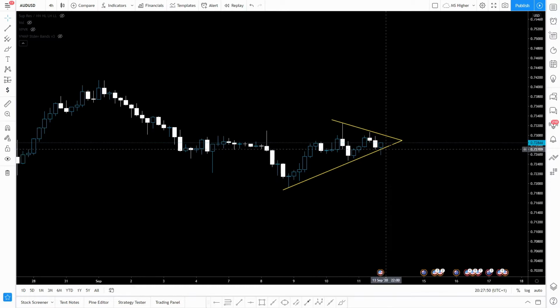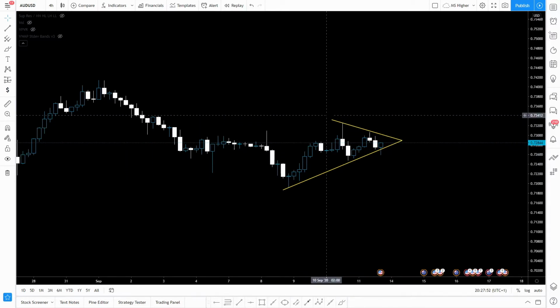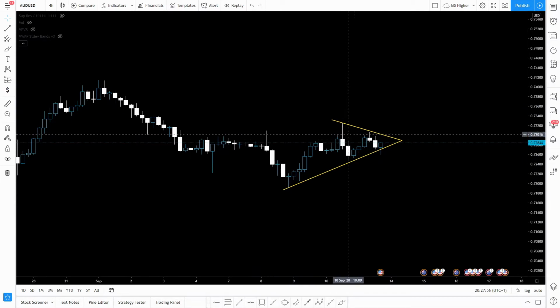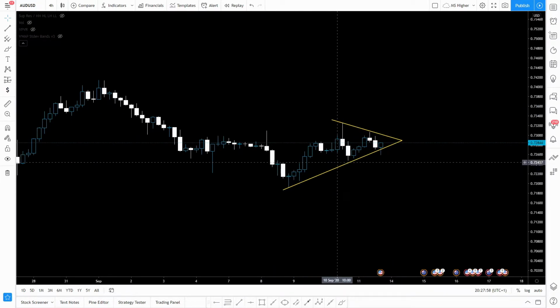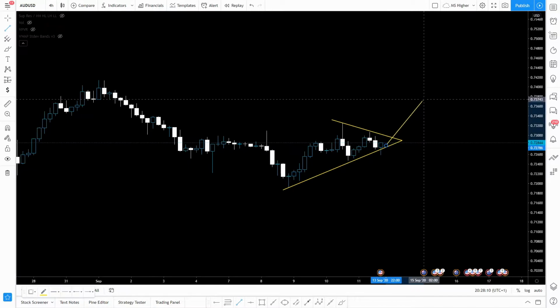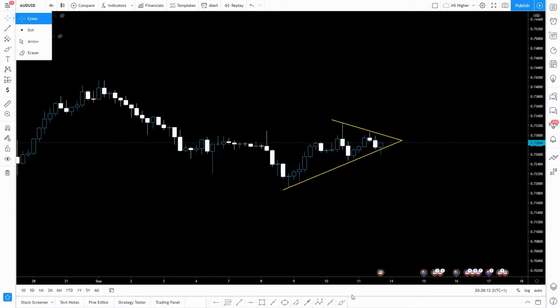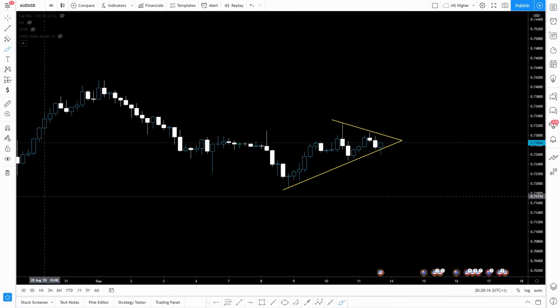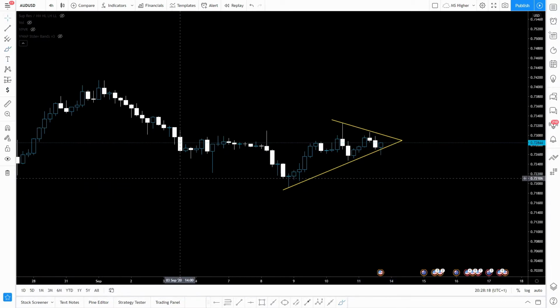So this is called a triangle when you see this. So a triangle wedge. We're bullish because we've got a nice little uptrend here. So we have a nice bullish wedge, right? In the bullish triangle, we expect it to come up. So we expect it to come up, all right? So that's one pattern we found there.